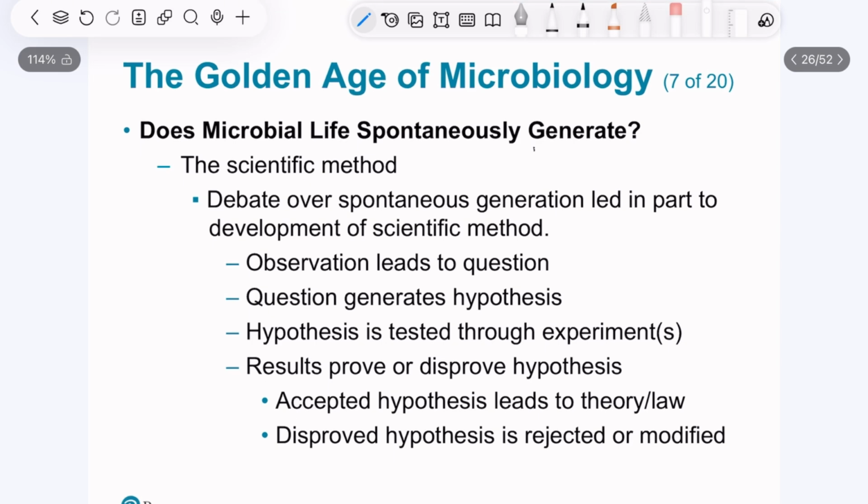So, the scientific method. The debate over spontaneous generation led in part to the development of the scientific method, in which observation leads to a question, the question generates a hypothesis, and the hypothesis is tested through experiments, and the results prove or disprove the hypothesis. The accepted hypothesis leads to a theory or law, and a disproved hypothesis is rejected or modified.